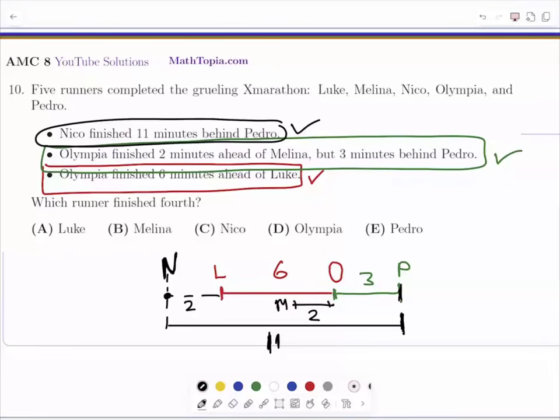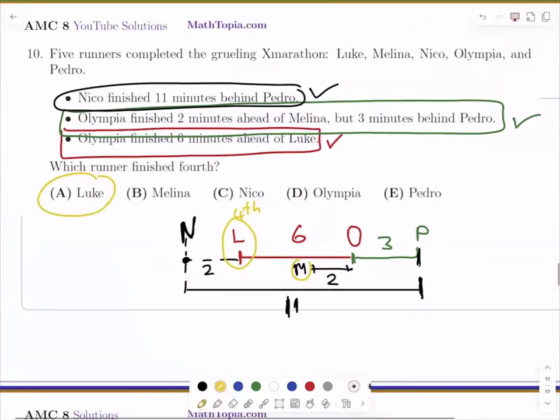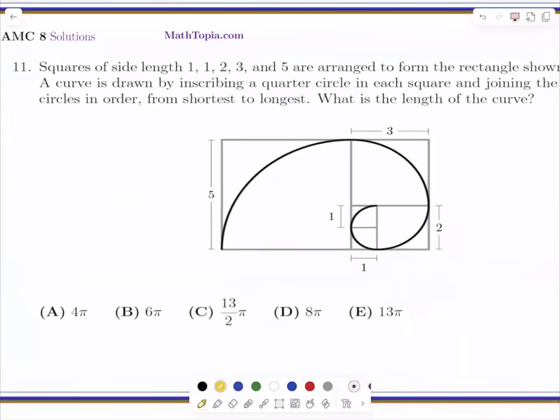Then which runner finished fourth? The runner who finished fourth is Luke. Okay. Yes. First, second, third, and fourth. Okay, great visualization overall. And so yeah, visualization is an important part of the problem solving process, right? Yeah. Okay, great. After this problem, now we are going into another golden problem.